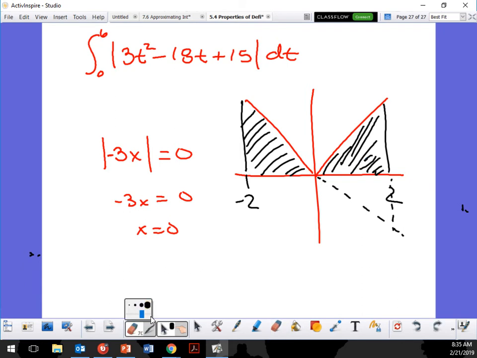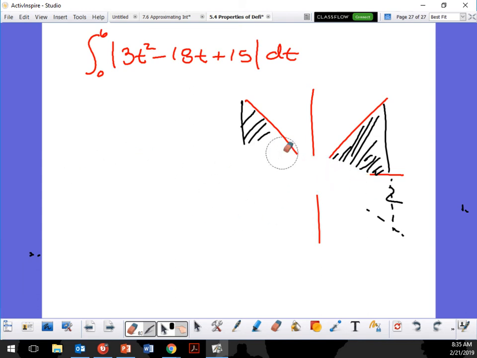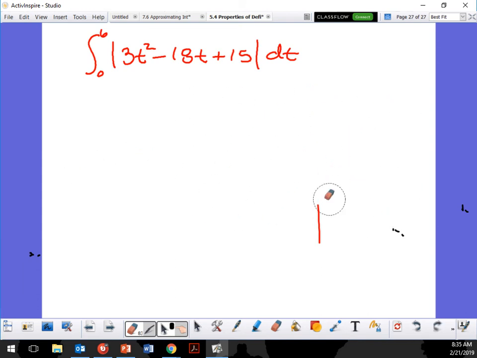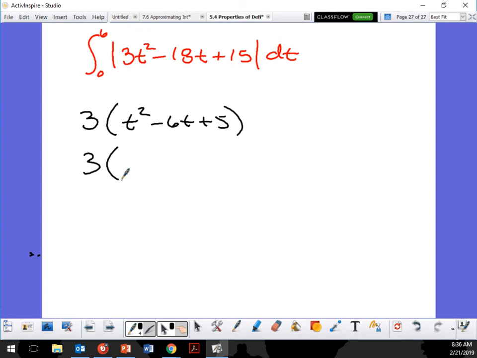So let's go ahead and find out where this thing is equal to 0. Let's find where this is going to equal 0. So let's factor that. What am I factoring out of that? A 3. Okay, and I'm left with t squared minus 6t plus 5. What is that going to give me? It's going to be t minus 1 and t minus 5.